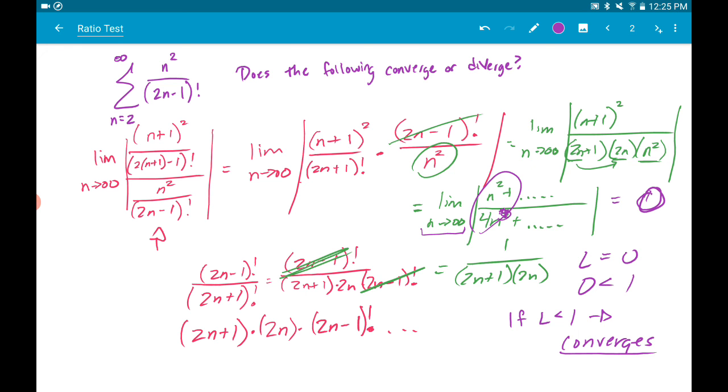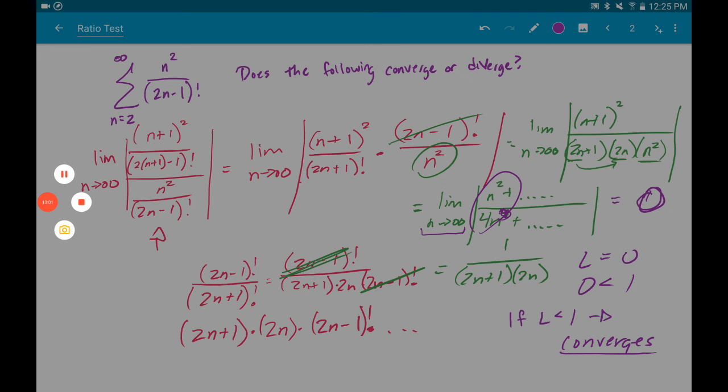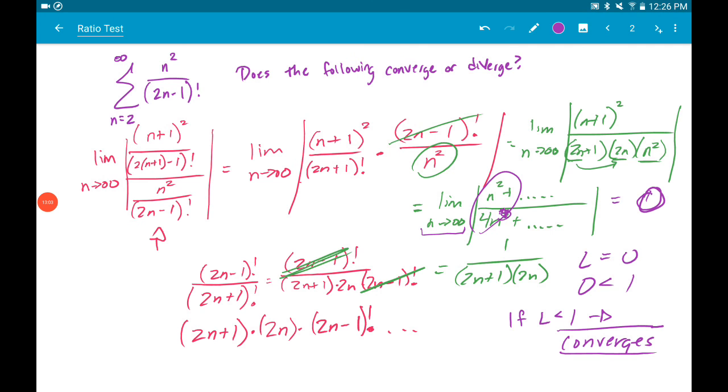Good stuff. Hey, it's tricky, but it's okay. We'll get through it together. It takes a little practice. But those are a couple examples of the ratio test.